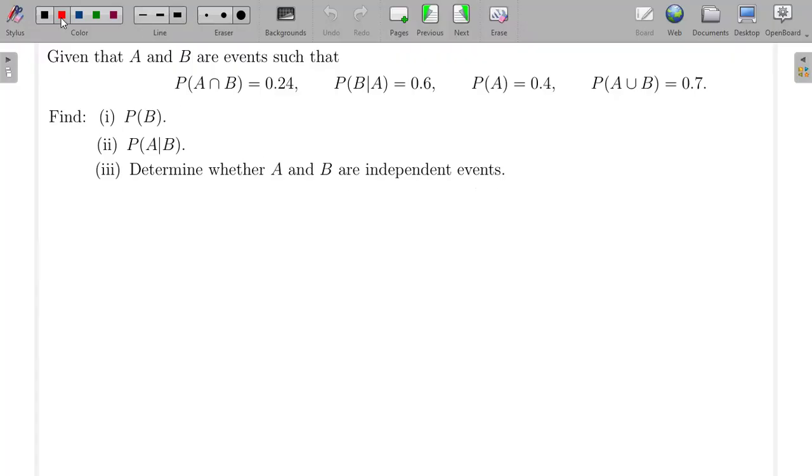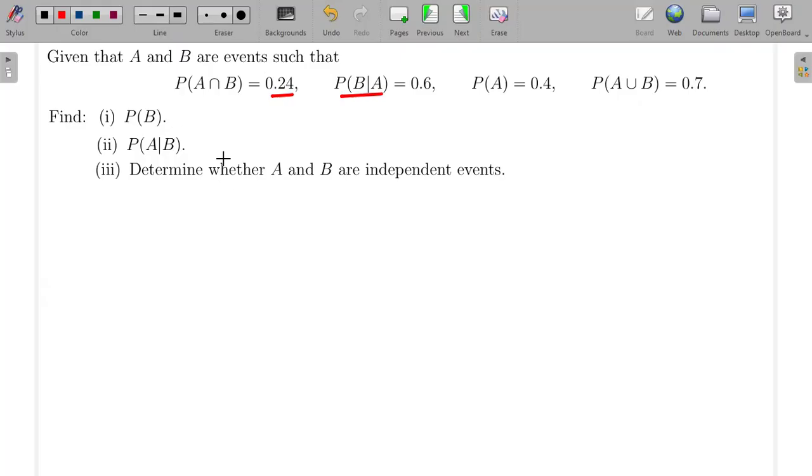So the question says, given that A and B are events such that the probability of A intersection B is 0.24, the probability of B given A is 0.6, the probability of A is 0.4, and the probability of A union B is 0.7. Find the probability of B, the conditional probability of A given B, and then at the end, determine whether A and B are independent events.